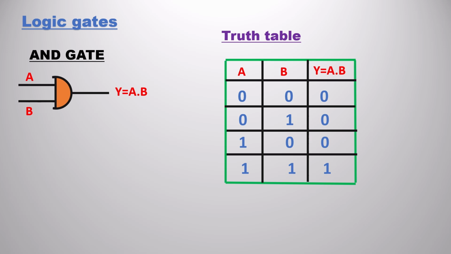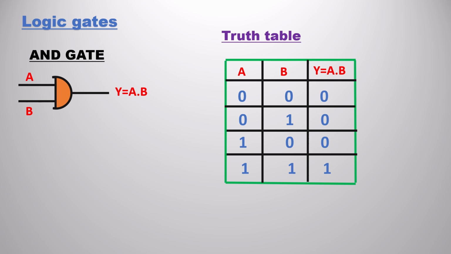So if you observe the truth table, we have to draw two input columns and one output column. Why? Because we have two inputs, that is A and B. For the output column we have to write y is equal to A dot B, that is the output shown with the diagram as well. So these are the four possible combinations out of two inputs.